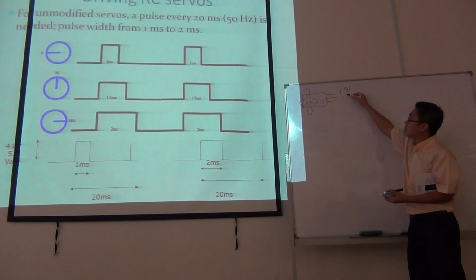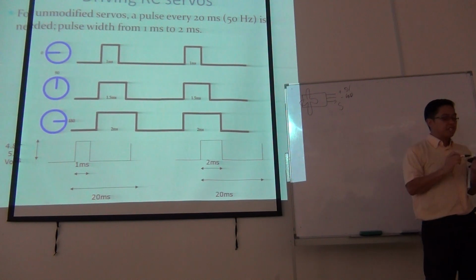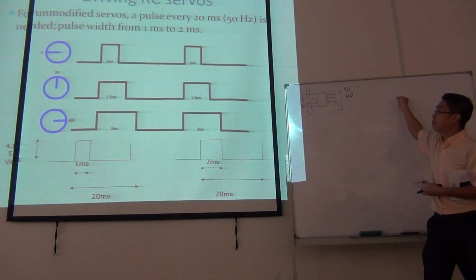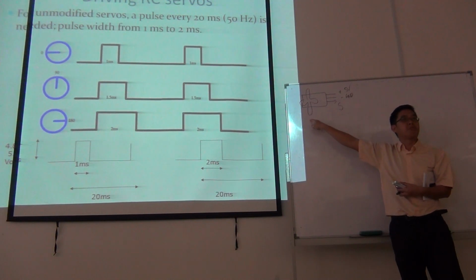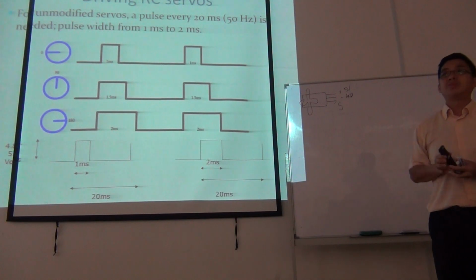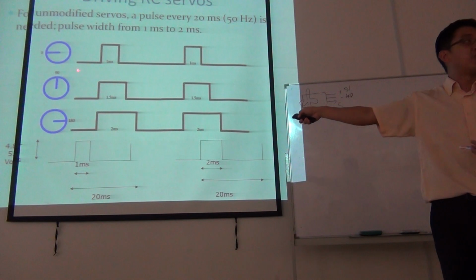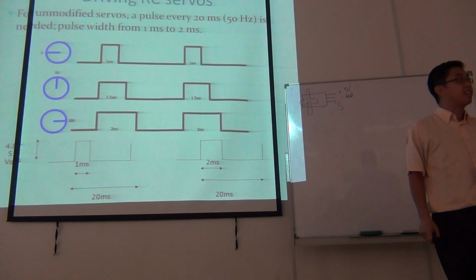Next one is negative, which is the ground. And the last pin, they call it the signal pin. The signal pin must be connected to the PWM. This PWM will be fed to the servo motor, and the servo motor will behave according to what you want. If you give this signal, it will rotate up to 90 degrees. If you give this signal, it will rotate up to 180 degrees.